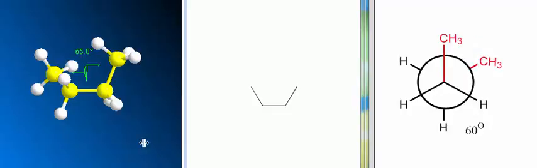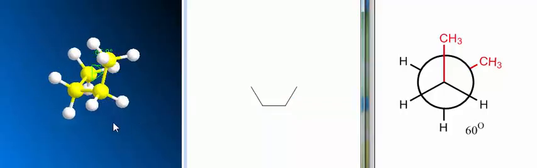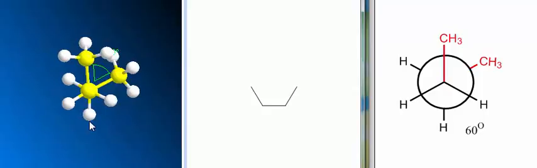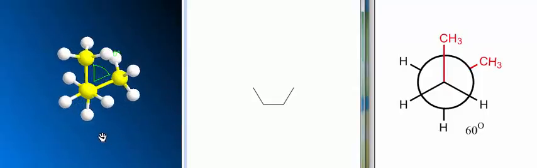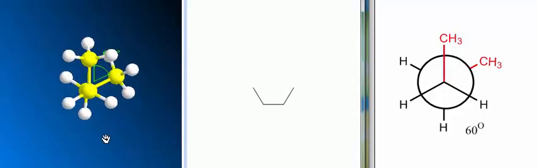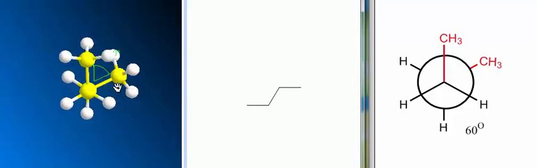Okay, we rotated 60 degrees, and notice when we did so, this skeletal stick diagram, line diagram, didn't really change. But now if I rotate this molecule back here, you can see we're sighting down this carbon-carbon bond. We've basically created a conformation in which this is 60 degrees. This is a gauche conformation.